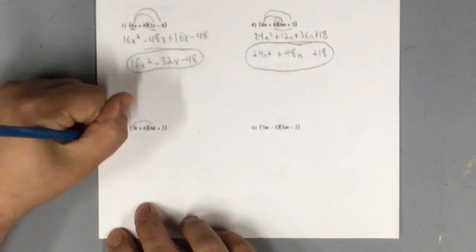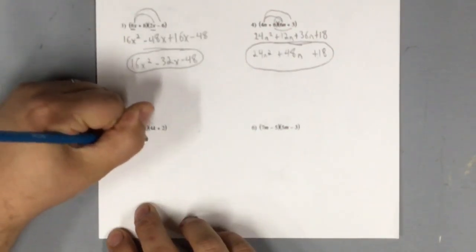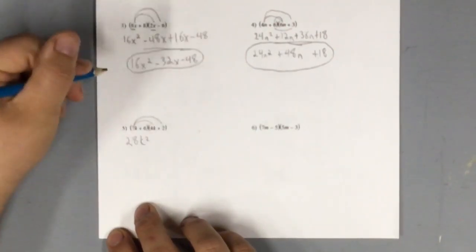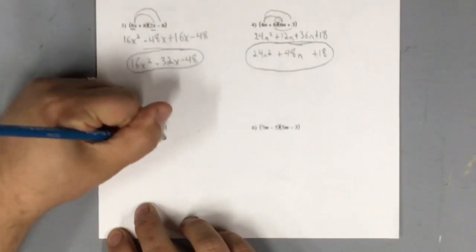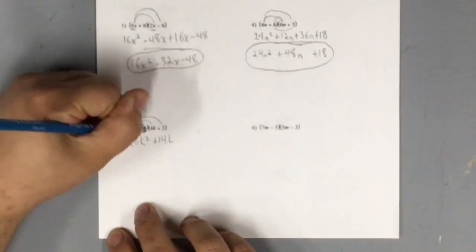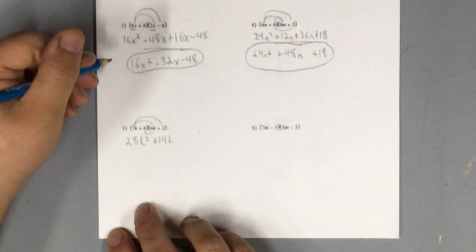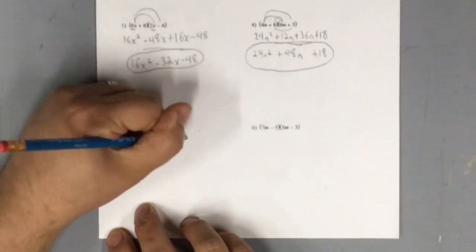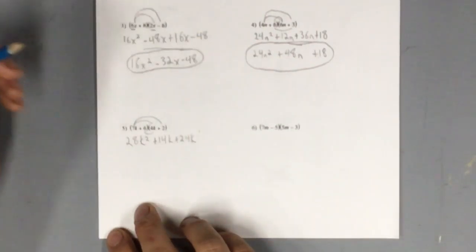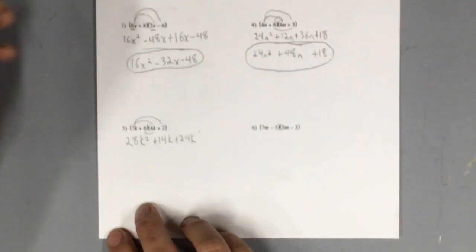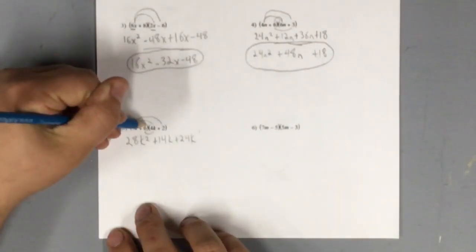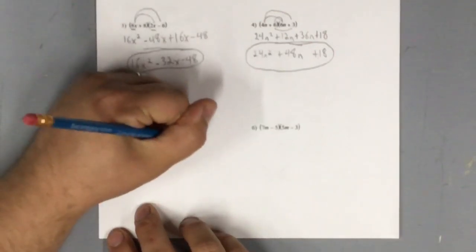7k times 4k would make 28k squared. Outside, 7k times 2 would make plus 14k. Inside would be 6 times 4k would be plus 24k. And if you need to have a calculator here to help you with the multiplication, that's fine. If you notice these numbers aren't very big, this is your basic multiplication facts. The last things, 6 times 2 makes plus 12.